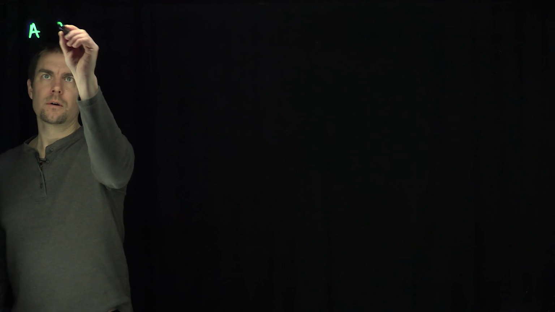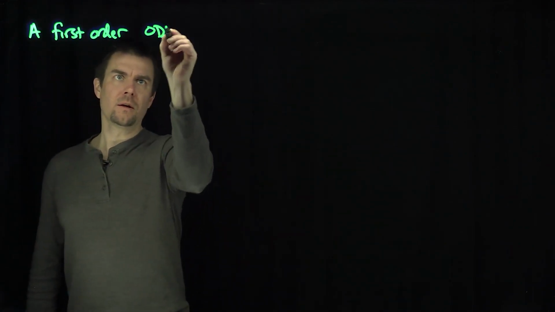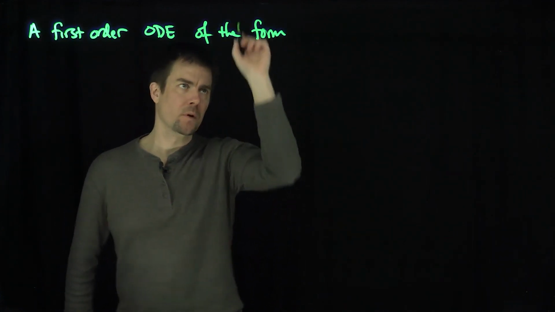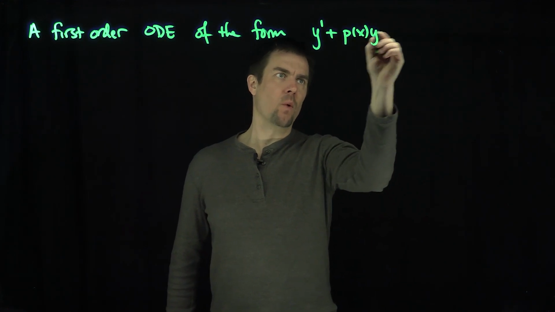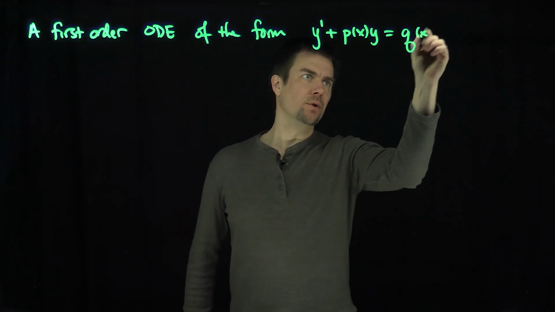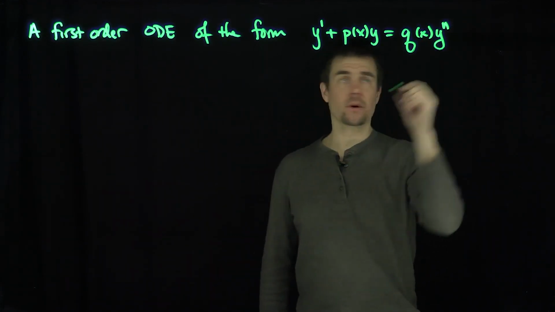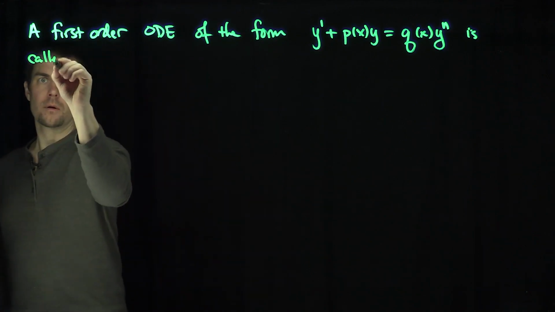A first order ODE of the form y prime plus p of x y is equal to q of x y to the power n is called a Bernoulli differential equation.